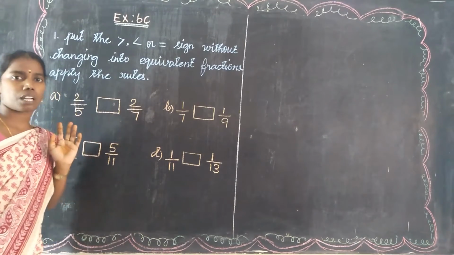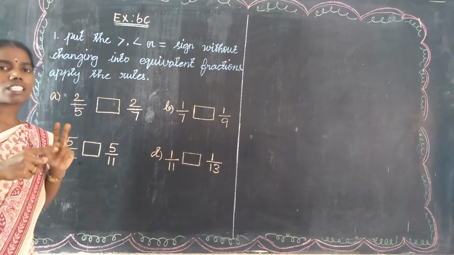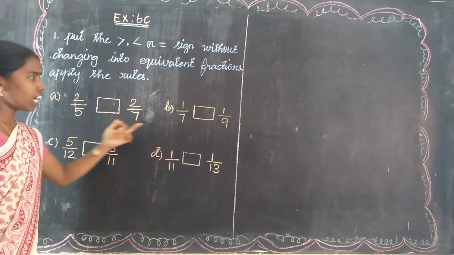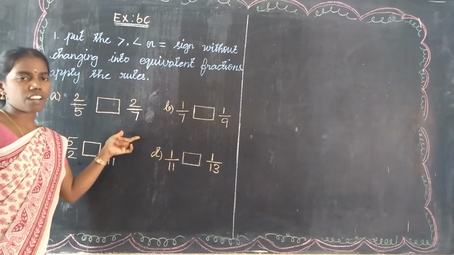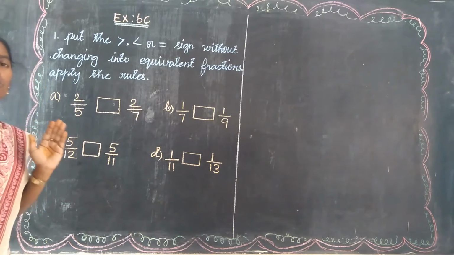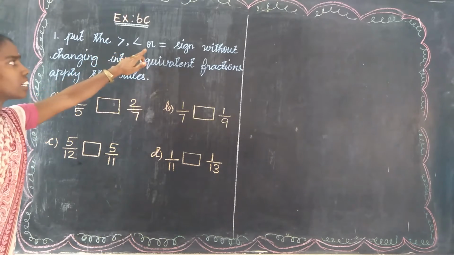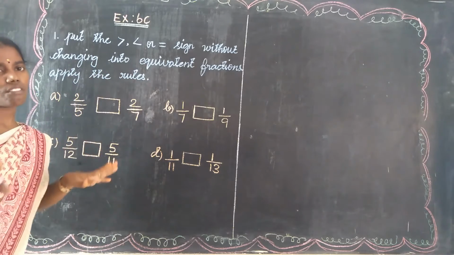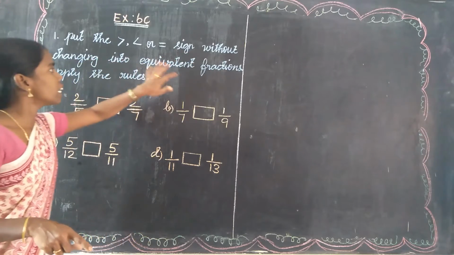See, pairs of numbers. Two numbers are compared. First one is A, B, C, D. In A, the first fraction is 2 by 5 and the second fraction is 2 by 7. Compare these two fractions using the symbols greater than, less than or equal, and fill up the box without changing into equivalent fractions.